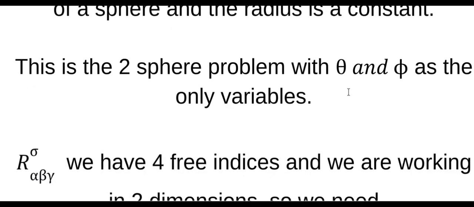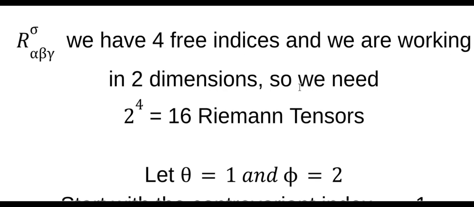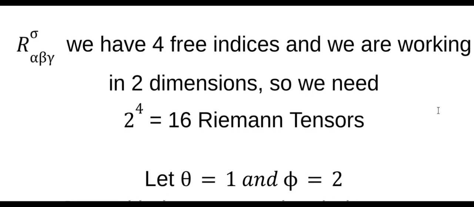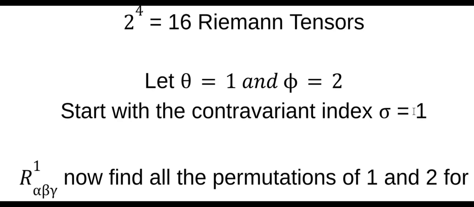All right. So here's the deal. This tensor has 4 free indices, and we're working in 2 dimensions because the radius is a constant. That's important. So we need 2 to the 4, 16 Riemann tensors to go forward. Well, how do we do that? All right, let's let theta equal 1 and phi equal 2. So we can do this in numbers because it's easier. All right, so start with the contravariant index, that's that guy, the sigma equal to 1. All right, and find all the permutations of 1 and 2 when that is equal to 1.